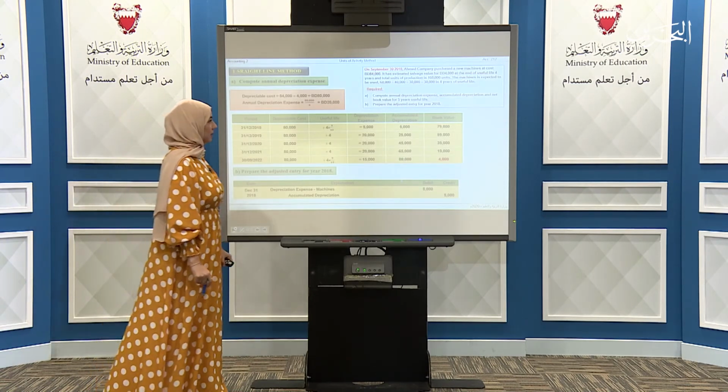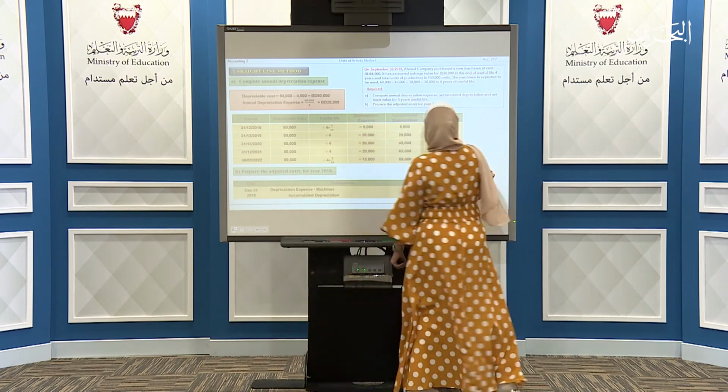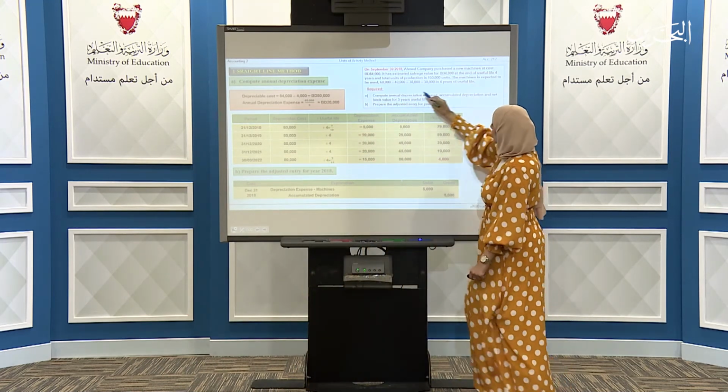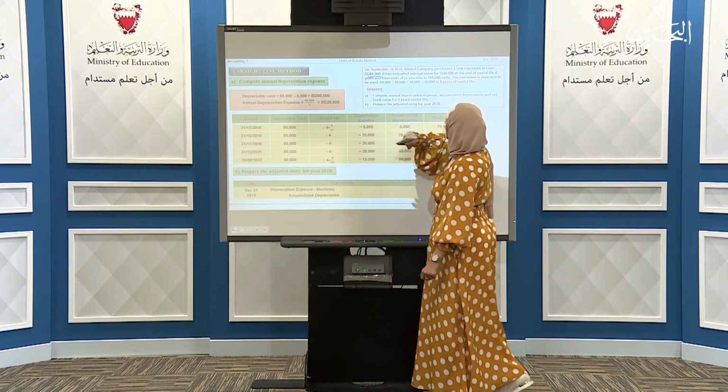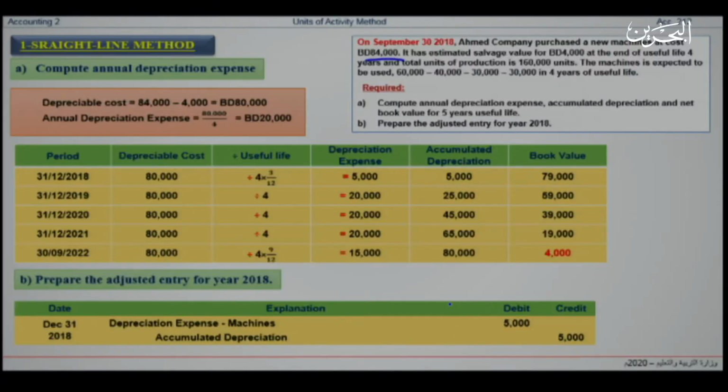In our example, we have here the details. I purchase a machine with a cost of 84,000, and the estimated salvage value will be 4,000 at the end of 4 years of the useful life. The total unit of production is 160,000, and the machine is expected to be used for this unit during the 4 years.